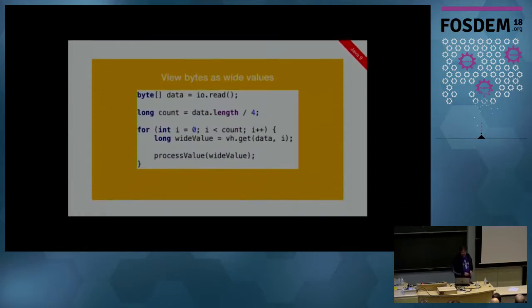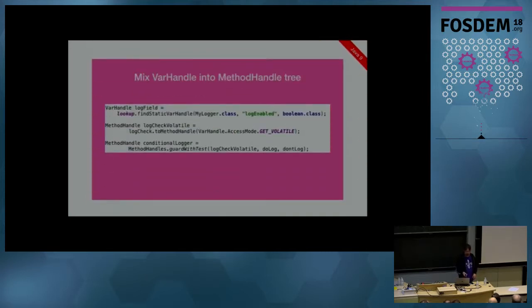Here is our byte array view. So we read in a bunch of data off the line. We know that the data that we're reading from this stream is all longs. Previously, you would have to just byte by byte combine those things into longs. And now you can say, OK, I'm going to turn this into a view that is actually pulling longs off of that byte array all at once. And that's helpful. And of course, this all fits into the method handle API. So var handles can be converted into method handles and then mixed into the same tree and pulled in with all the other expression logic that you have.